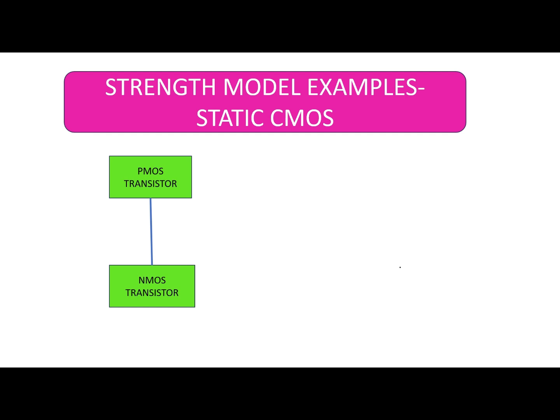When the input voltage is 1, the NMOS network is on. This is my output. The output voltage is pulled low and becomes 0. Vout is equal to 0. When the input voltage becomes 0, the PMOS transistor network is on and the output voltage is pulled high. So the output voltage becomes 1. This is the basic of any static CMOS network.